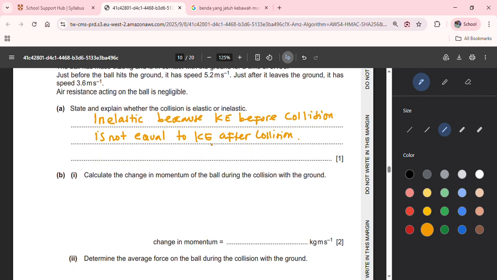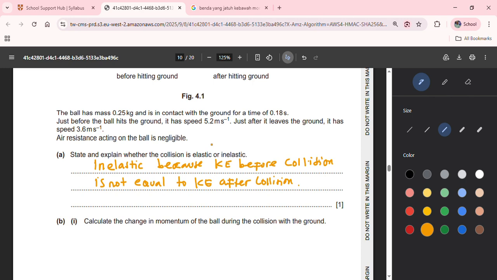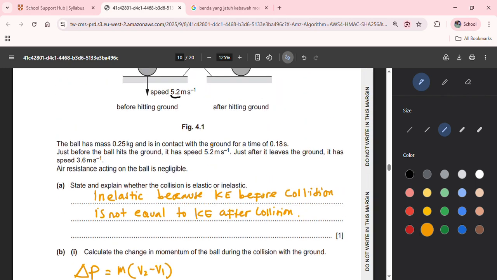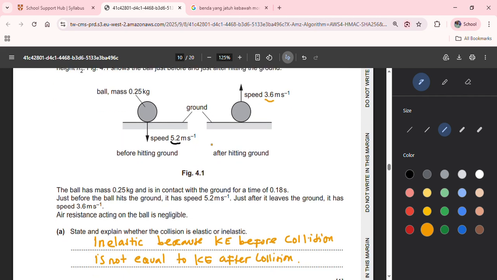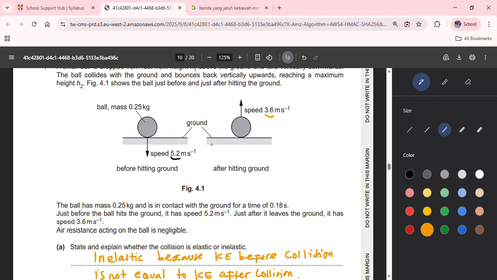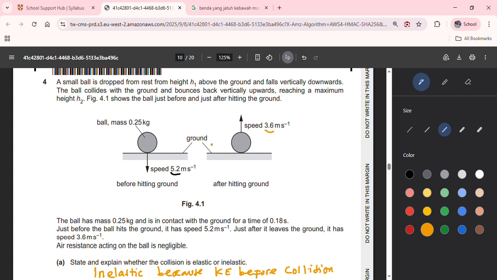And for part B, calculate the change in momentum of the ball during the collision with the ground. The change in momentum, delta P, is equal to mass times V2 minus V1, which is the change of velocity. We know that the mass here is 0.25, the only mass, 0.25 times V2, which is 3.6, if going upward is positive and going downward is negative.